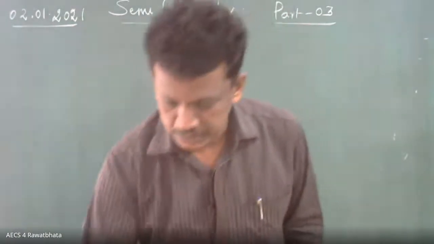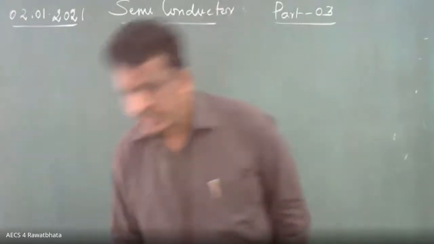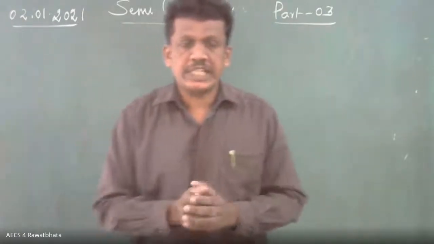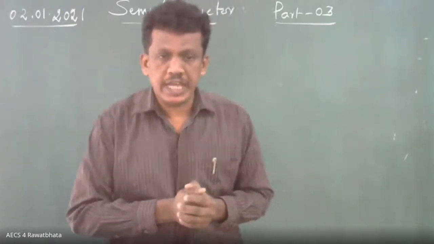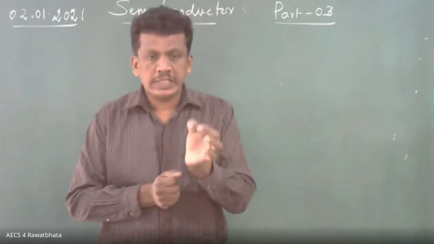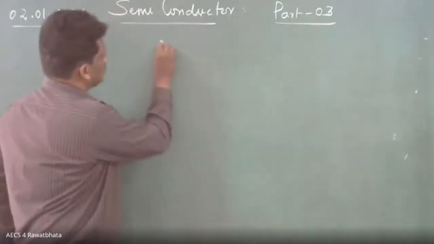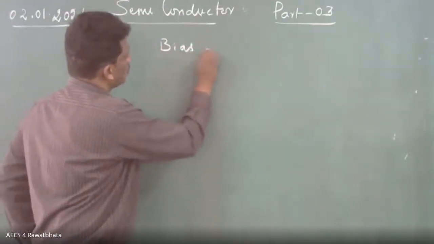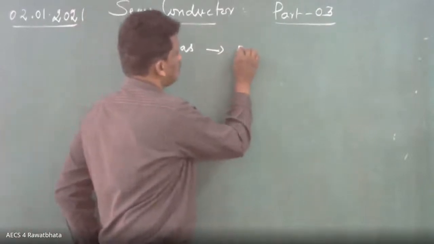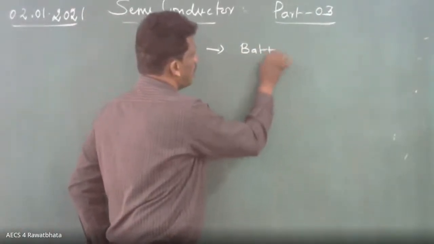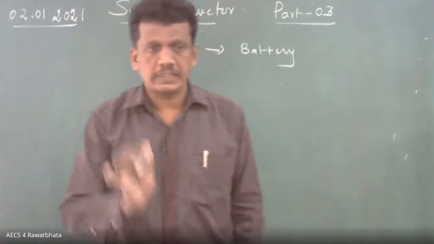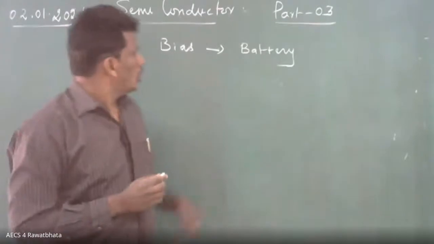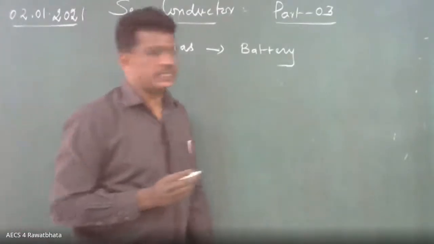Good morning, everybody. Last class we discussed biasing the diode. So, biasing is nothing but what? Bias is nothing but connecting a battery. When you are connecting a battery to the semiconductor diode, that is called biasing. There are two kinds of bias we discussed.